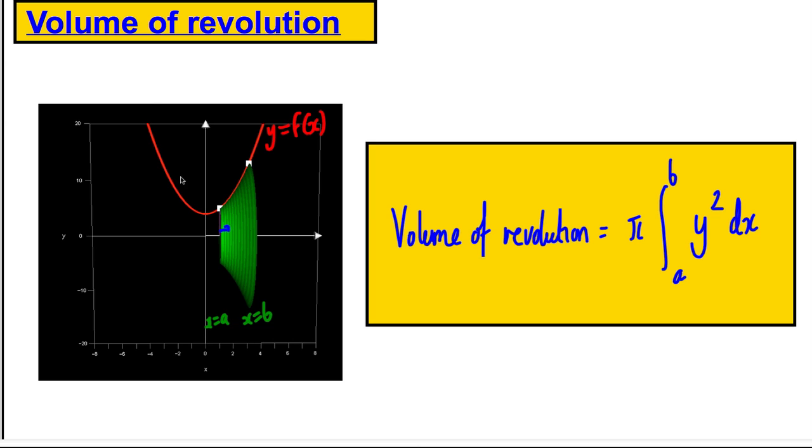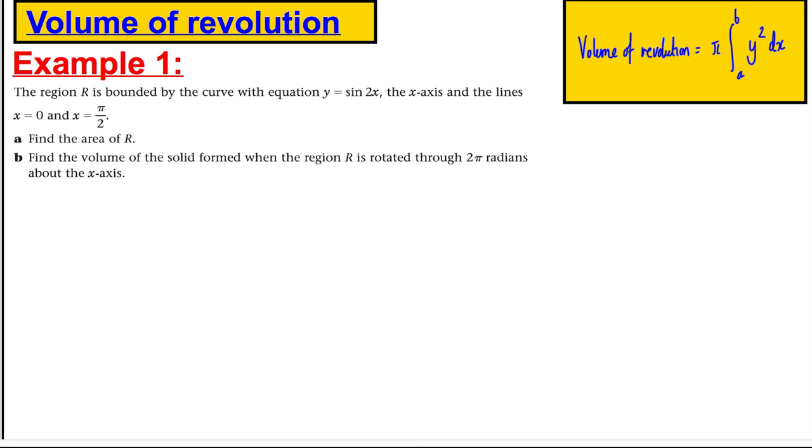If I want to work out the volume of the area under the curve y equals f of x when it's swept 2 pi radians around the x-axis, what I do is I square the function, integrate that between x equals a and x equals b, and multiply it by pi, and that's how I do it. So let's have a go at one of these types of questions.